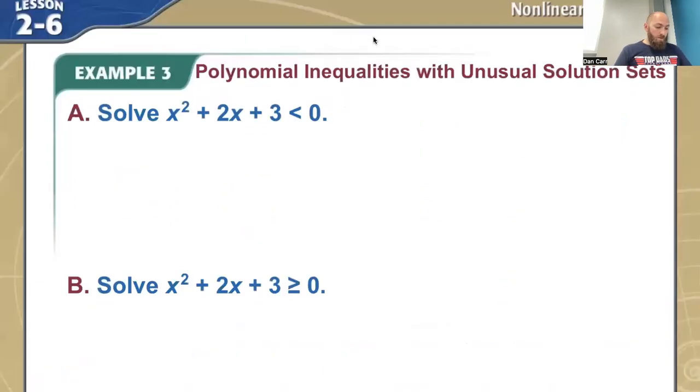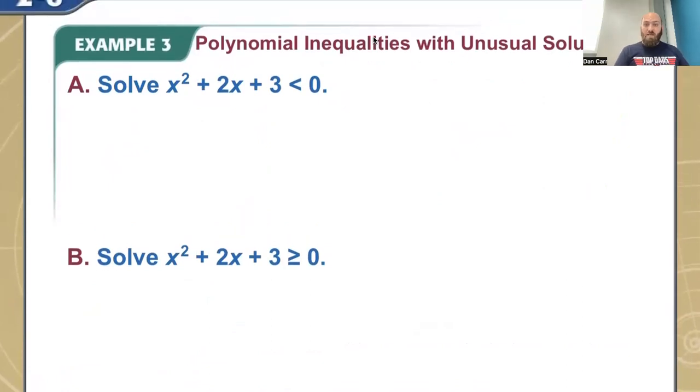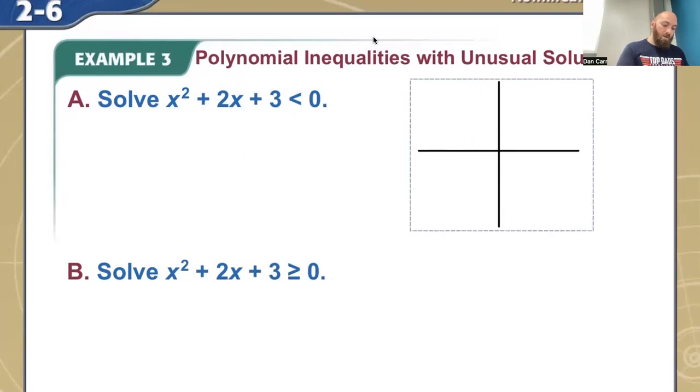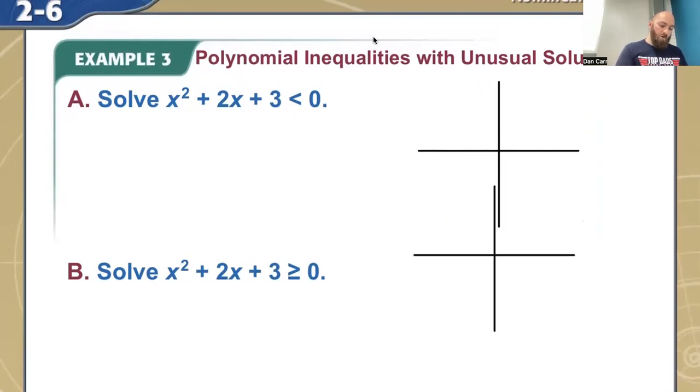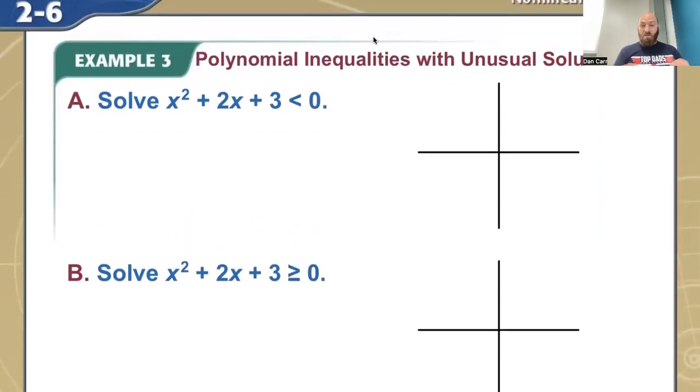Here's a couple cases that are a little bit special. We're going to look at these graphs and make sure we understand how to answer these questions. Again, I'm going to draw rough sketches of each of these. We're looking for the zeros here. We're going to have one more. Let's look at what happens on this graph: x squared plus 2x plus 3.